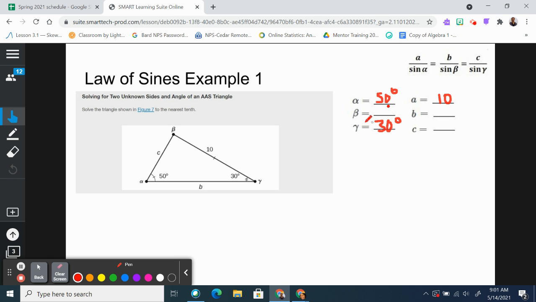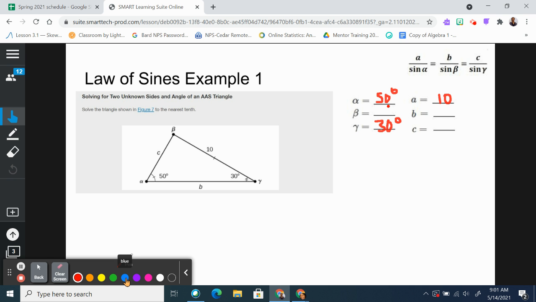So my goal is to figure out beta, b, and c. Now, I have two angles already, and I know that in any triangle, the sum of my angles must be equal to 180. And right here, I already have a 50 and a 30.